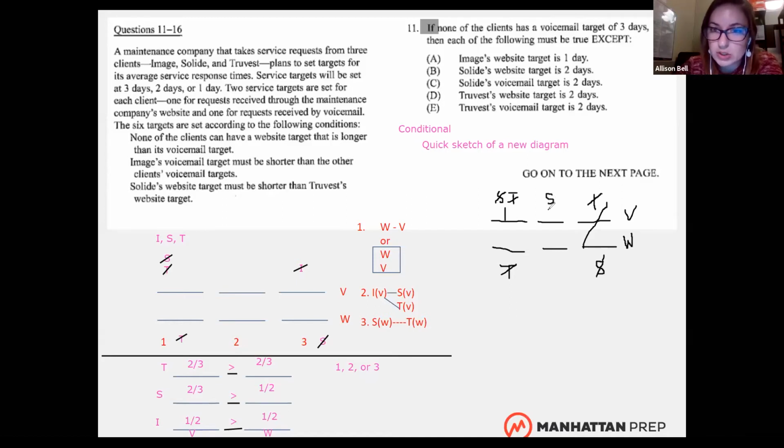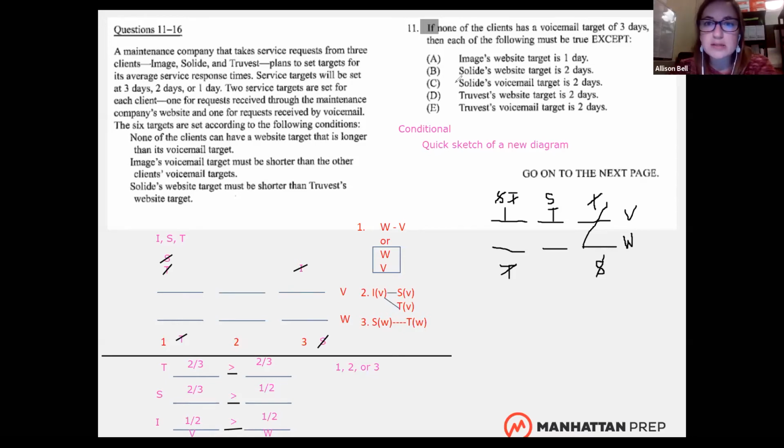Now, one thing that I can do on the LSAT to maximize my efficiency is after I've made a substantial inference, I can pause to see if I can narrow down the answers, or if I've even maybe solved the question already to avoid doing more work than I have to. So let's check this out. I now have made an inference about I, S, and T in terms of their voicemail. So I'm just going to scan for any voicemail related ones. And I'm looking for something must be true except. So I'm looking for something that does not have to be true. And I'm going to cross off anything that does have to be true.